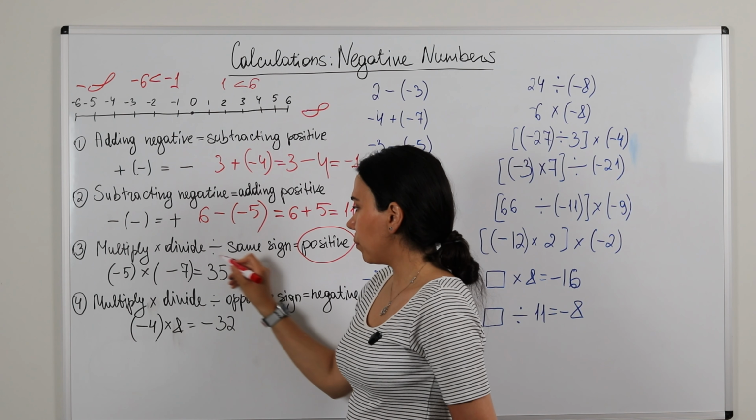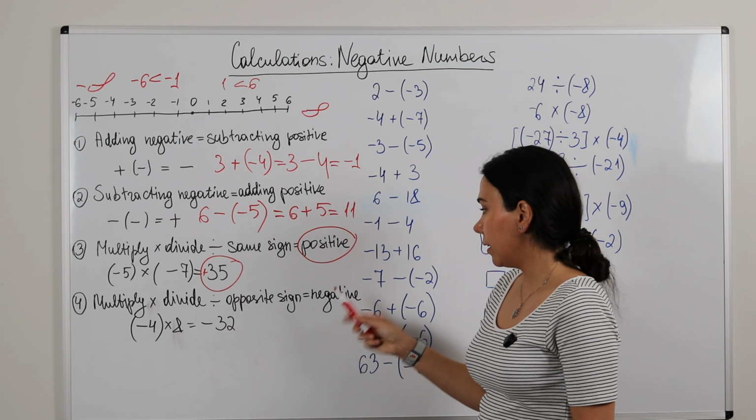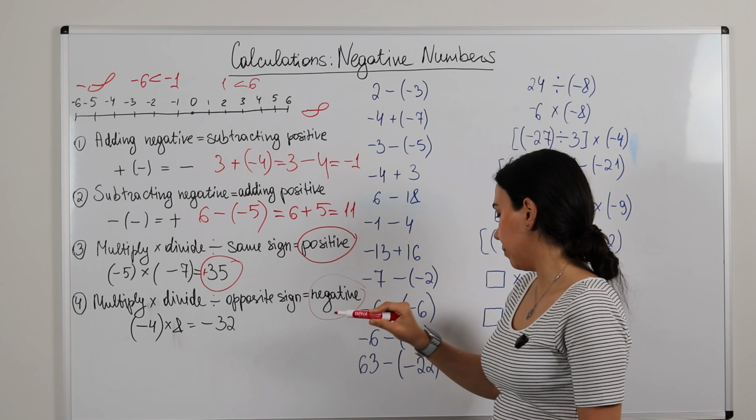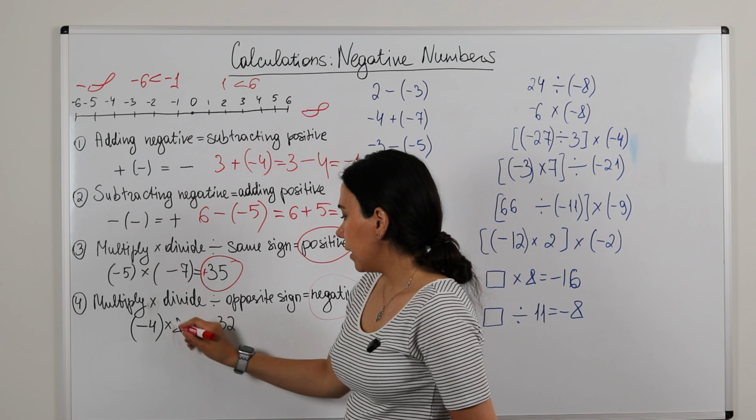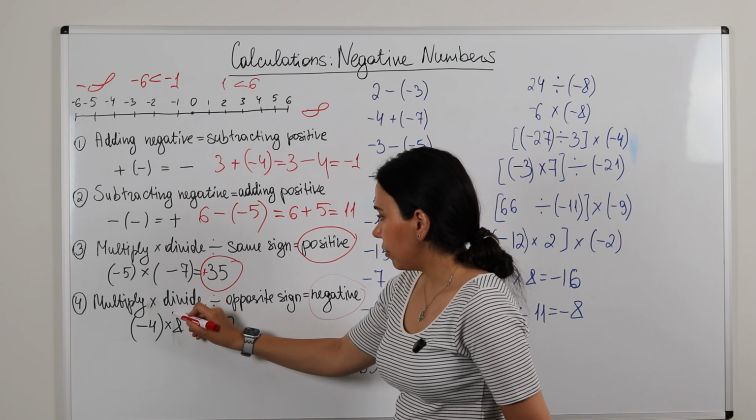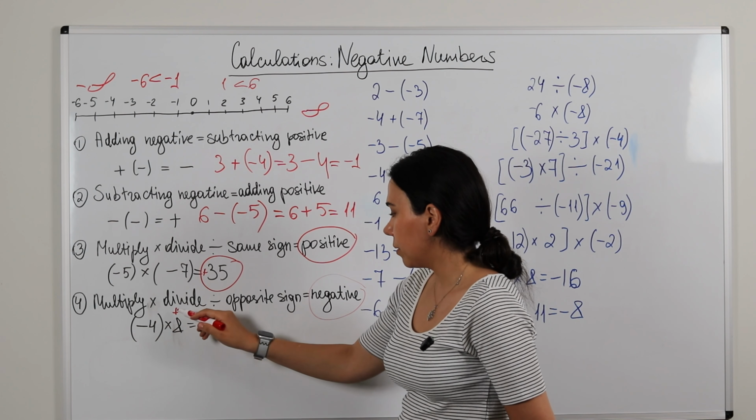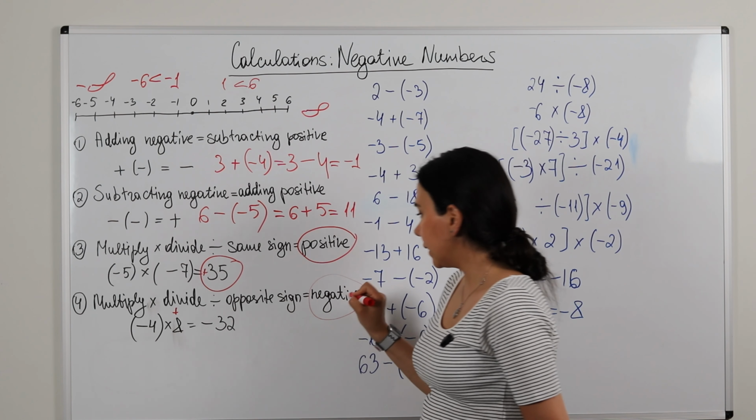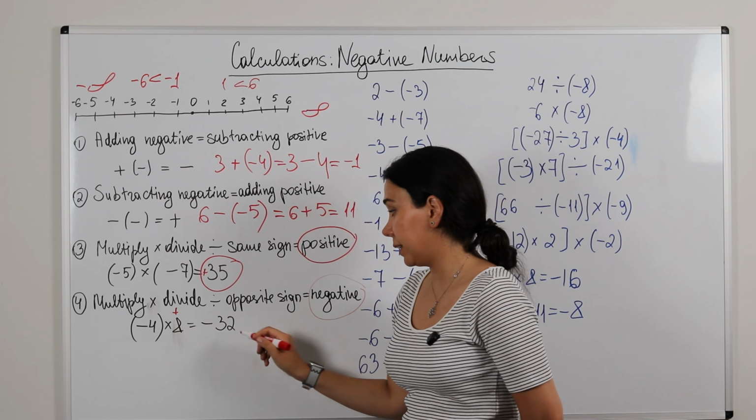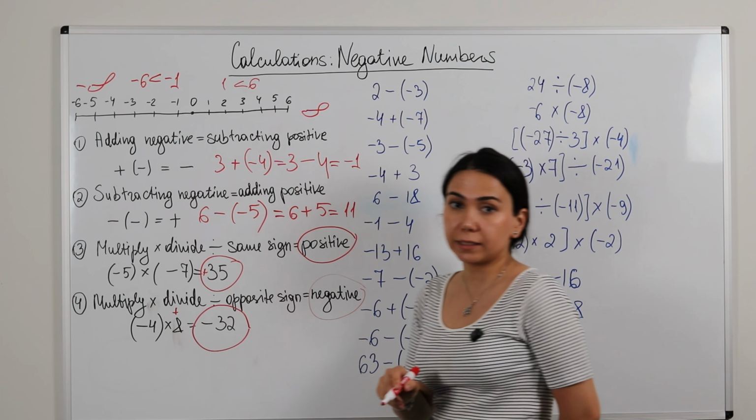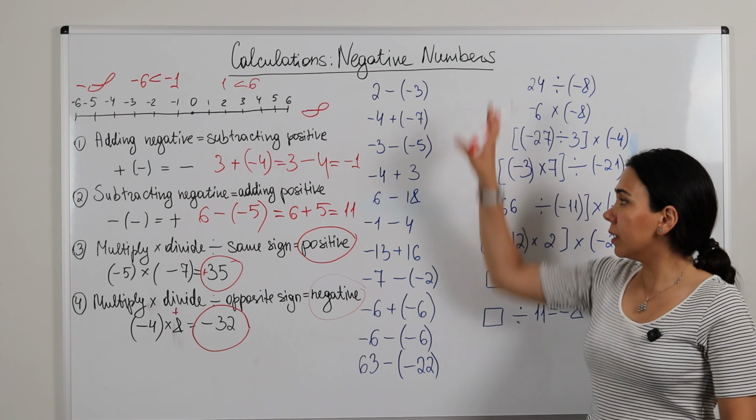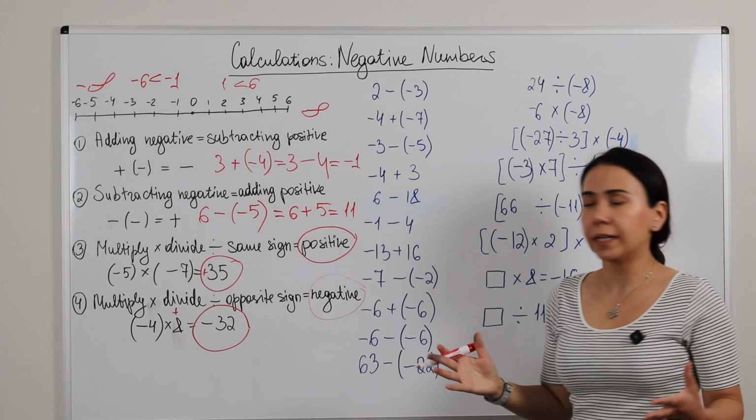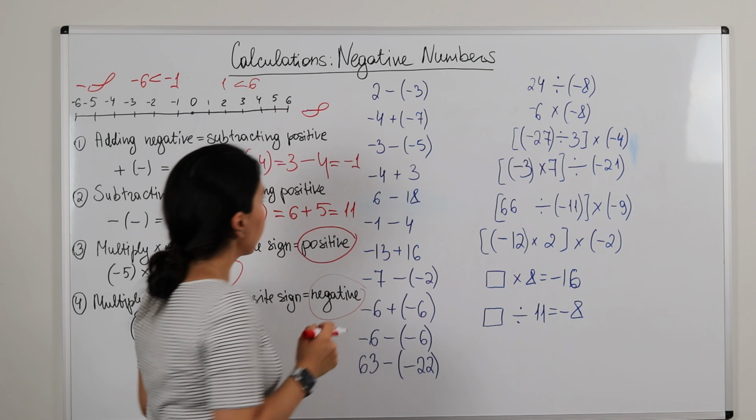If we are multiplying or dividing opposite signs, the answer is always negative. For example, minus 4 multiplied by 8, which is a positive sign. Minus plus equals negative, because they have opposite signs. The answer is minus 32. Let's do a couple of exercises to see how it works in reality.